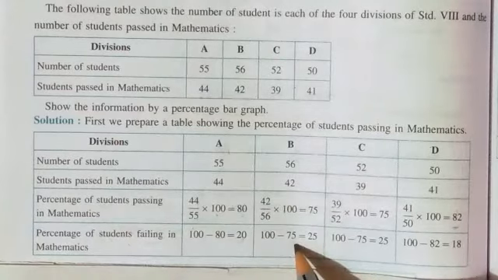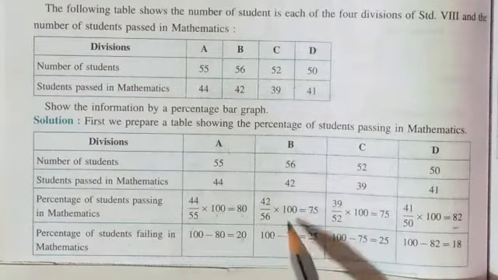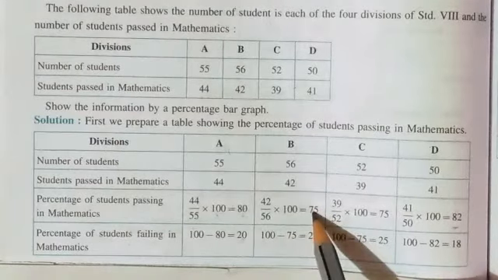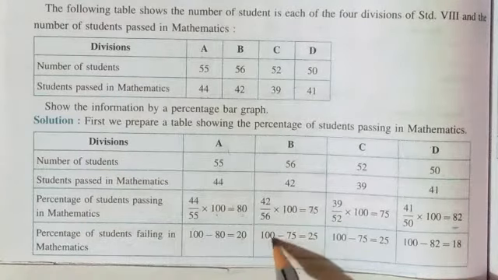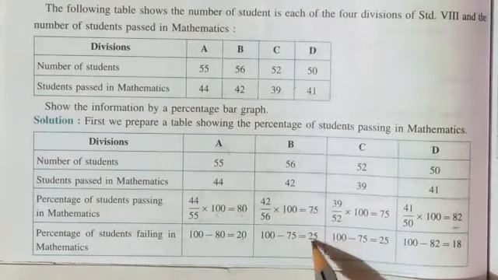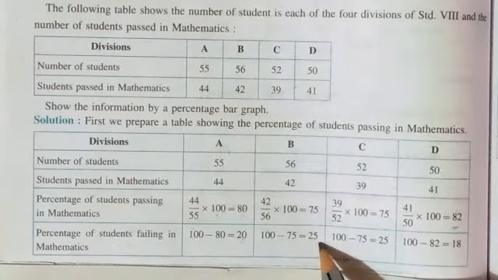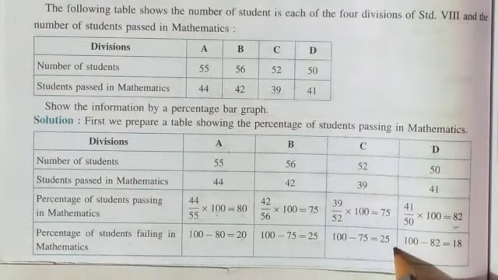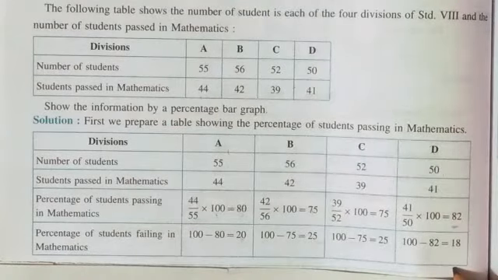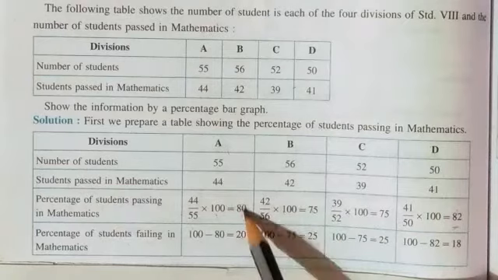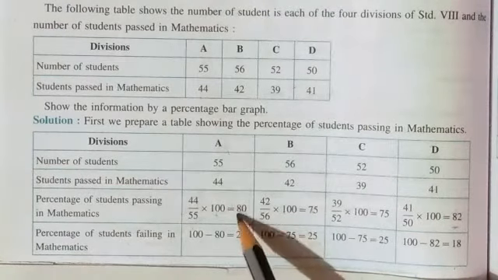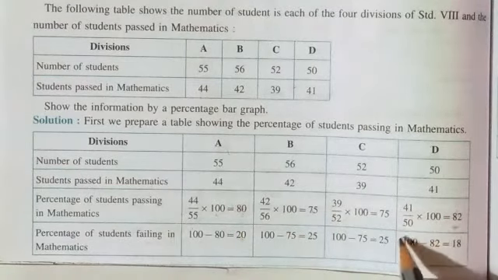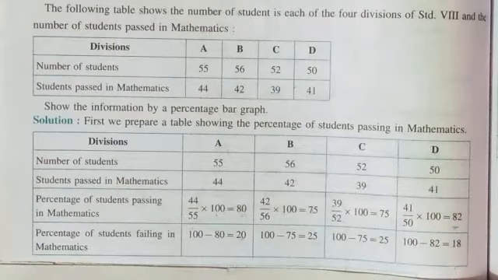In the same way we have to calculate for division B. The passed students percentage is 75. So from 100 we have to subtract 75. The answer will be 25% students failed in mathematics. Similarly with division C and with division D. Now these two pieces of information which we obtain from this chart, from this calculation, help us to show the percentage bar graph on the graph paper.